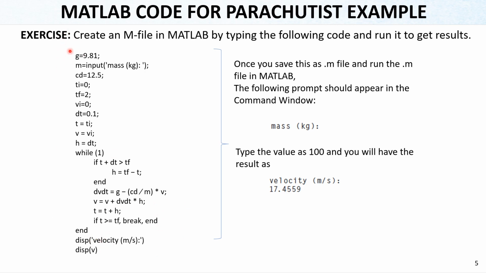You can simply copy and paste this: open a script in the Matlab window, copy and paste these, save this as an M file, then run this in Matlab and you can obtain the results. For different mass inputs, you can obtain different velocity values. For example, if you type 100 here, you will calculate the velocity as shown.